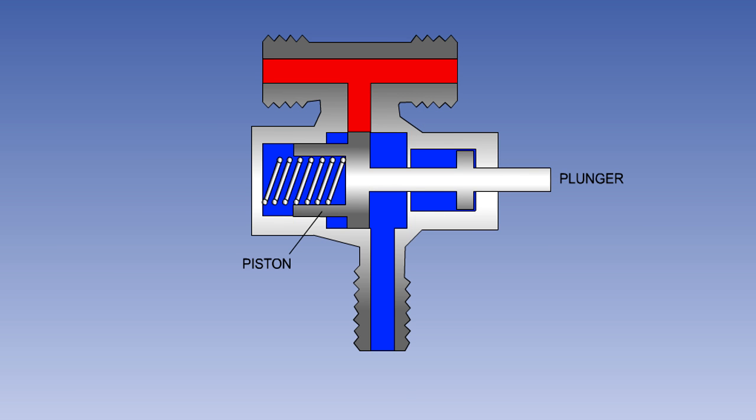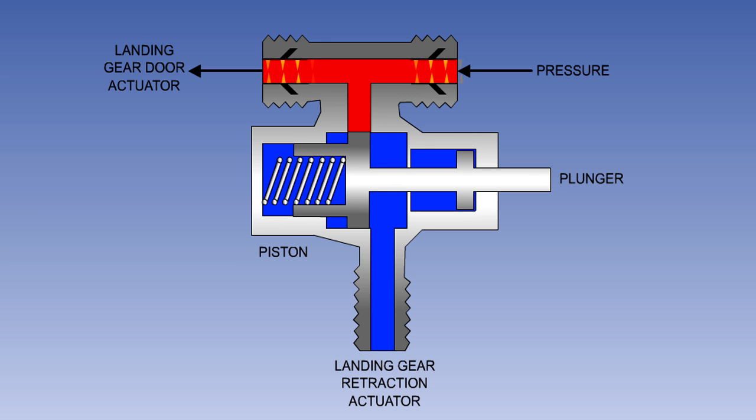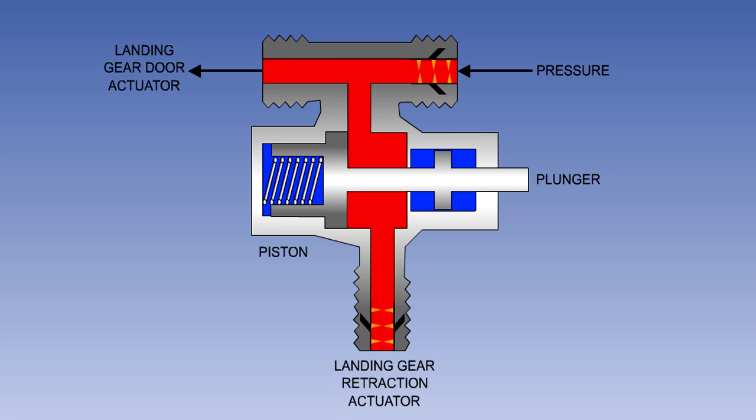The mechanical type of valve consists of a piston in a cylinder connected to a plunger, with a spring pushing the piston in the closed direction. If this valve is being used in a gear down sequence, then the fluid will first be ported to the door. Fluid to the gear will be blocked by the piston. When the door is fully open, a striker connected to the door will push the plunger across, allowing fluid to flow to the gear actuator.